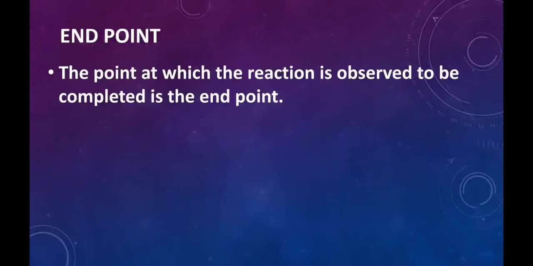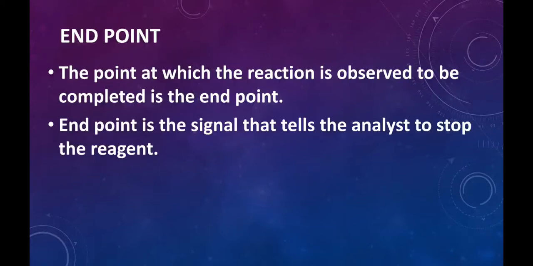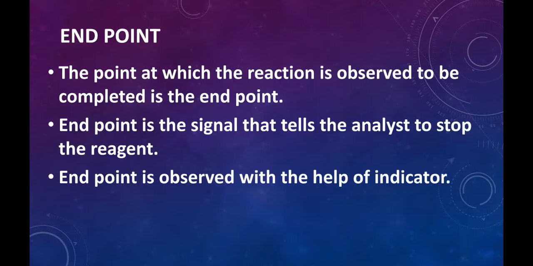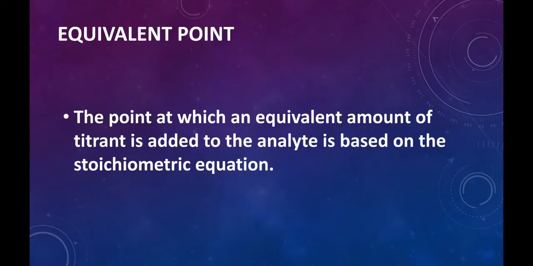Endpoint. The point at which the reaction is observed to be completed is the endpoint. Endpoint is the signal that tells the analyst to stop adding the reagent. Endpoint is observed with the help of an indicator. Equivalence point. The point at which an equivalent amount of titrant is added to the analyte is based on the stoichiometric equation.